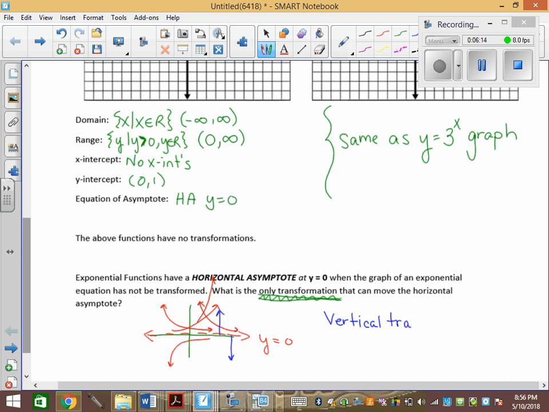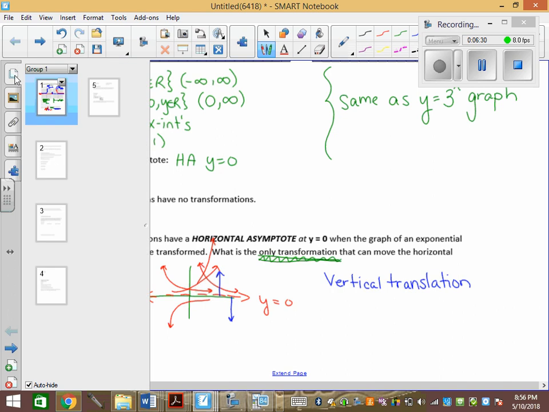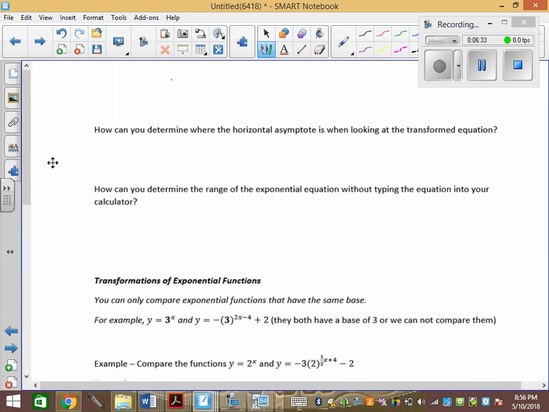And what's cool about it is the vertical translation is the asymptote, because your asymptote starts on 0 unless it's being moved. So wherever it's being moved to is your horizontal asymptote. How can you determine where the horizontal asymptote is when you're looking at the transformed equation? It's just what the vertical translation is. The vertical translation is the horizontal asymptote.